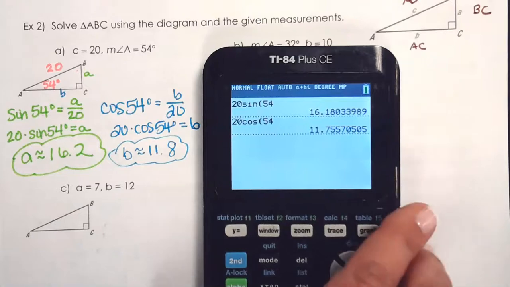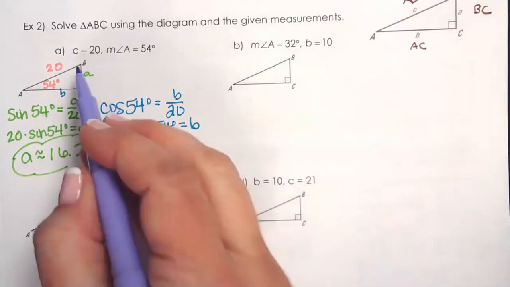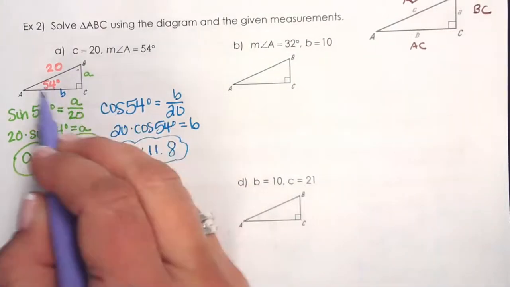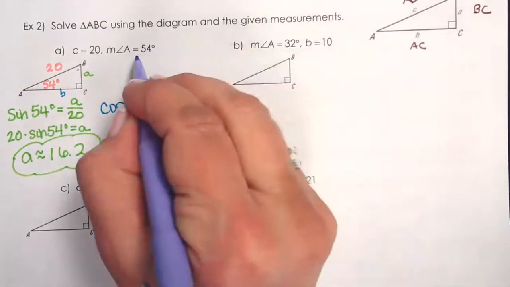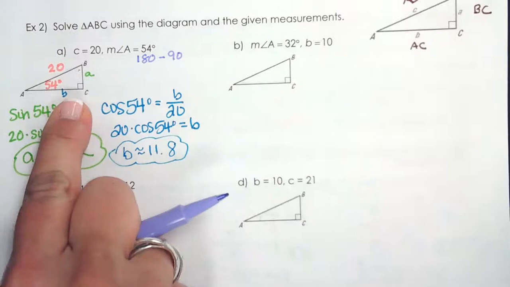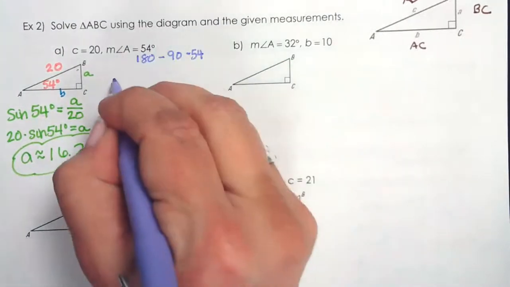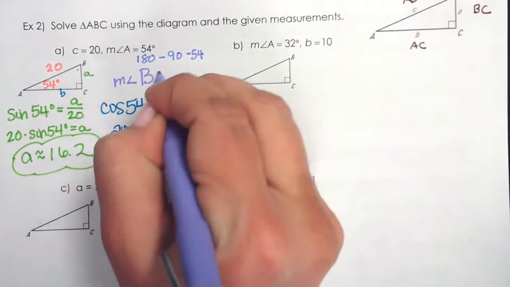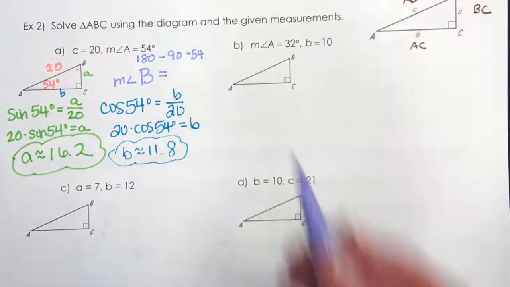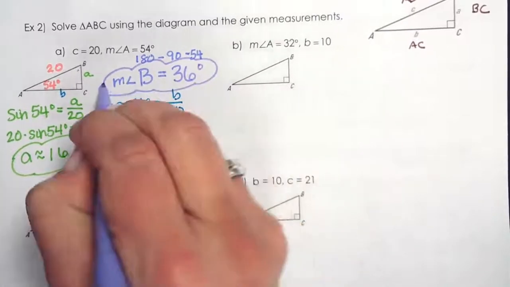Now there's one thing that we haven't found yet. What is the one thing we haven't found? Angle B. Do you guys remember what the sum of all the angles of a triangle is? 180, right? So what we could do is take 180 minus the 90 degrees of angle C minus the 54 degrees for angle A, and that gives me the measure of angle B. And that is 36 degrees, okay?